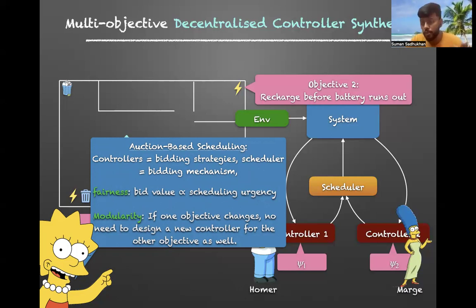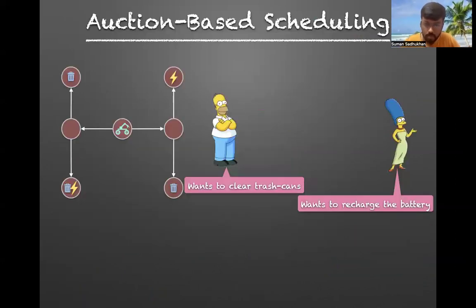If we approach this problem with a centralized controller, we have to recompute it again if one objective changes. We are claiming that if we approach the problem in this decentralized manner, then it gives us some modularity, in the sense that we don't need to recompute one controller if the objective of the other controller changes.